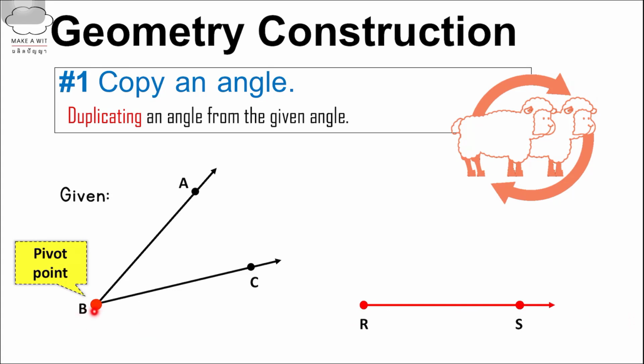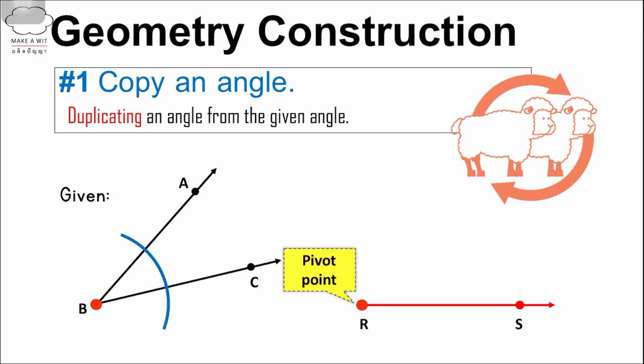You will need to check the size of this angle ABC. So you will make a curve to the adjacent side or both rays, BC and BA. Cut it or make one curve. Alright, don't change the radius. Come back to the new one. Start from point R, pivot point here. So you want point R to be the vertex, so you start from there. Okay, so make a curve, same size.